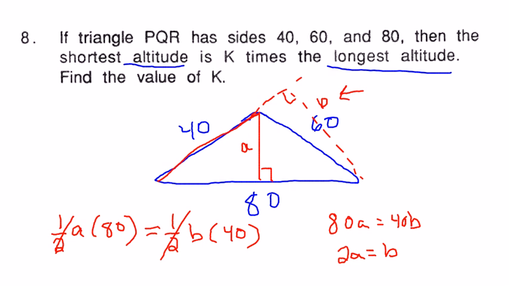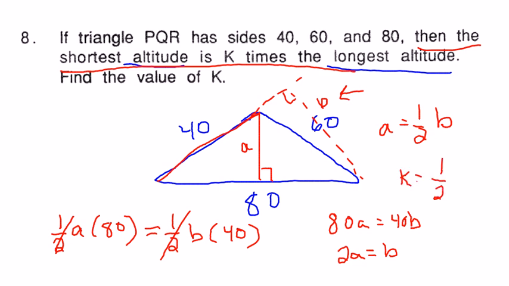But notice it says the shortest altitude is how many times the longest altitude. So we actually need to divide by 2 to get A equals 1/2 times B. And so the shortest altitude is actually 1/2 times the longest altitude. So K is 1/2. But it's all about finding area because you were given information about the side lengths and the altitudes.